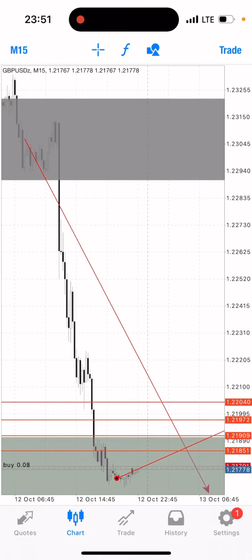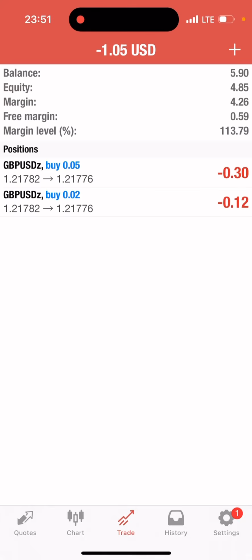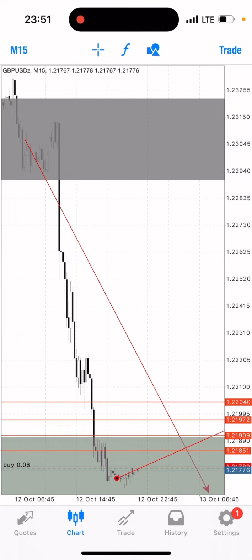So guys, I'm going to be placing my buy orders on these levels here: 1.21850, 900, 970, and 22040. Or I might just place it at 850, 900, and 970. So guys, let me place my pending buy orders.